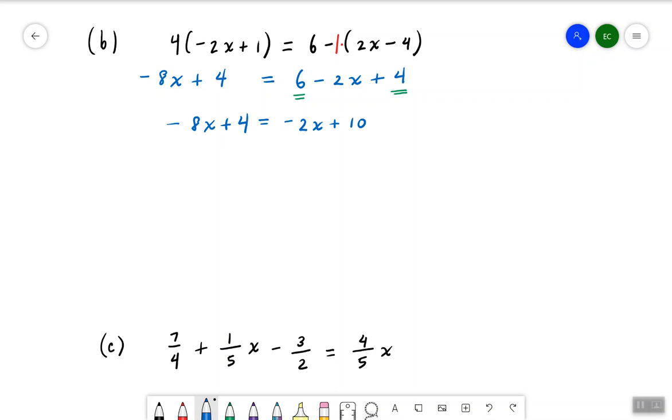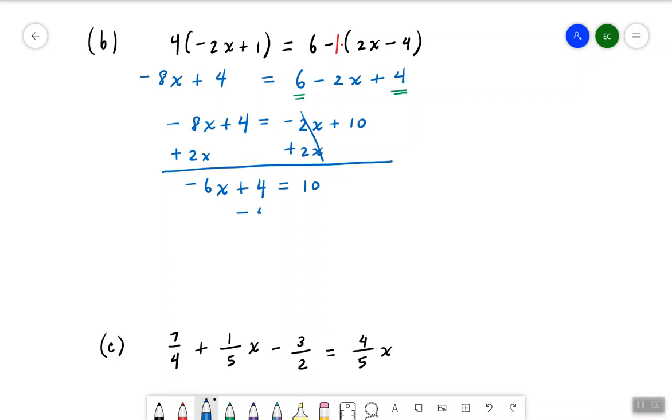So we combine like terms on the right, and we've got this equation here. This looks very similar to the problem we did in number 1a, in the first example, 1a. So let's go ahead and add 2x to both sides to get the x terms together on the left. And we'll have negative 6x plus 4 equals 10.